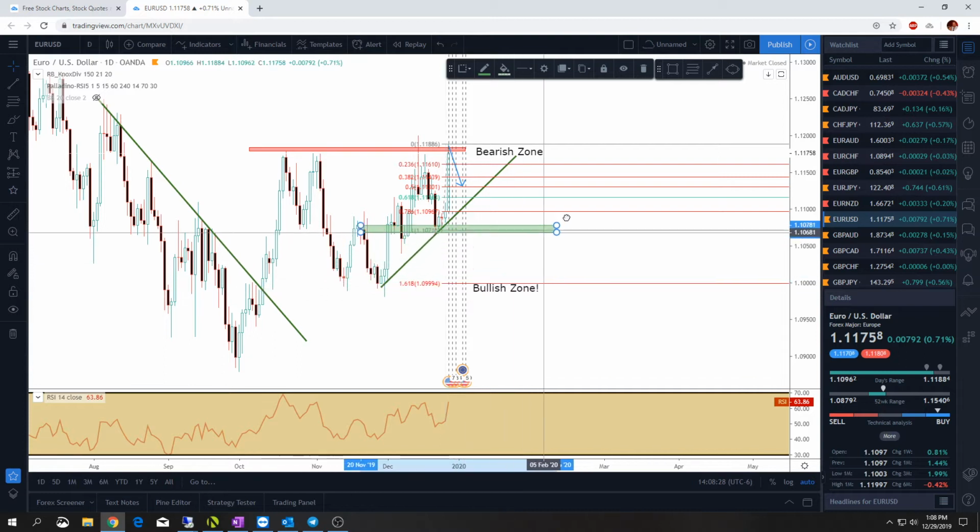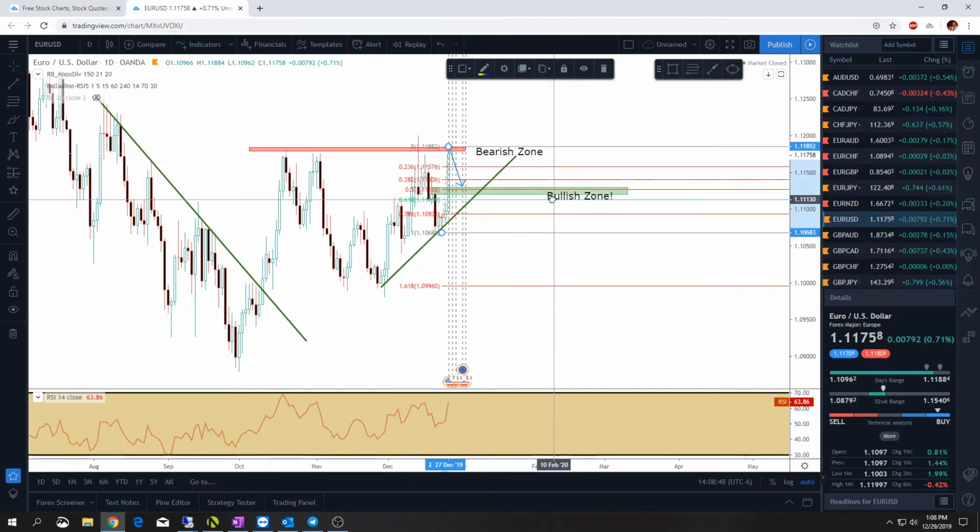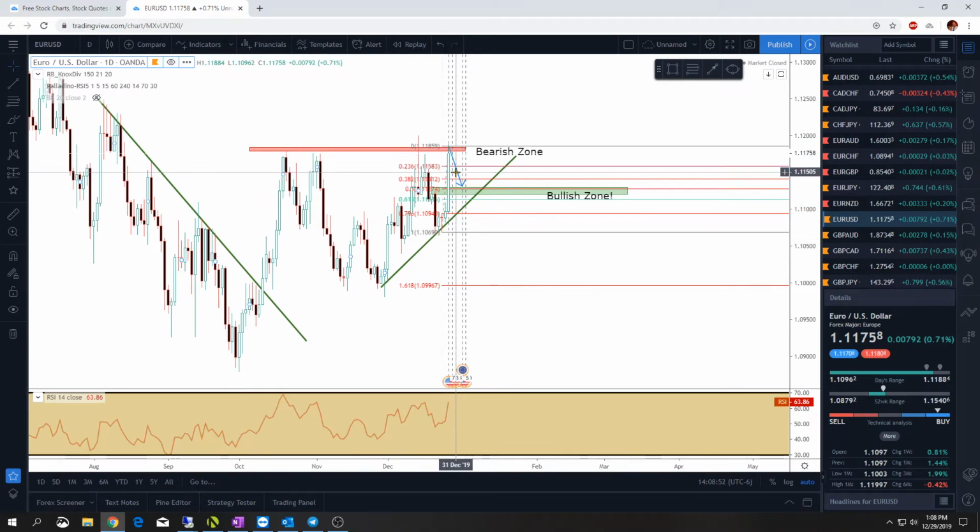Now, if you play this short, playing the pullback, a little bit safer would be if you get a bounce on this fib level. Let's say you don't short it here, but you wait for price to come down and get into this fib level and you see a good bounce, this would be a good place to be a trend trader and continue that trend and get bullish.